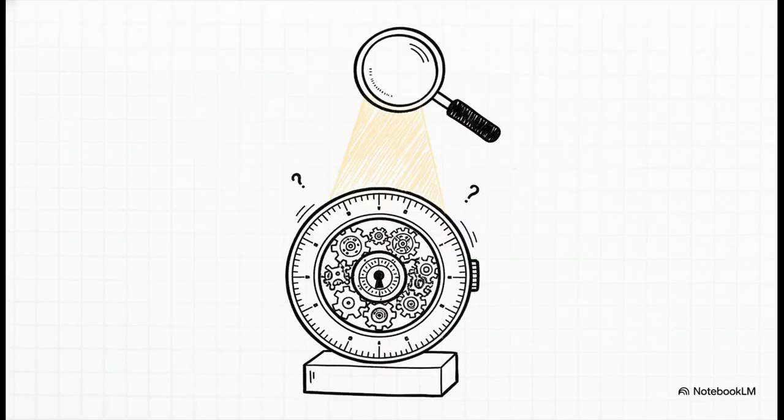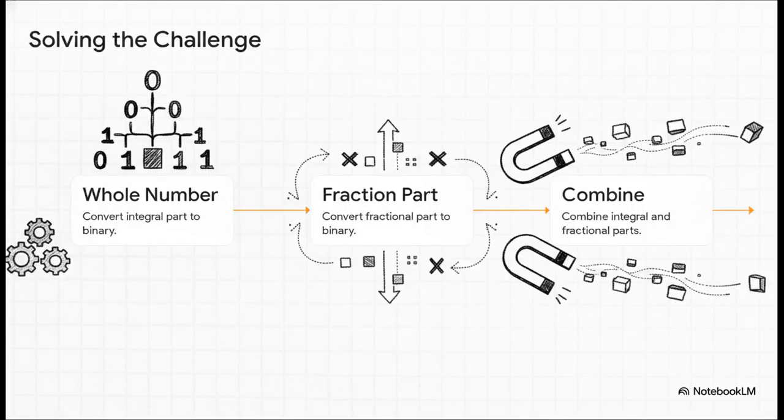To ground these complex rules in reality, let's tackle a specific fractional challenge pulled directly from our source material. We need to convert the base 10 number 25.625 into binary. The trick here? We just split the problem in two, divide and conquer, handling the integer and the fraction separately before reuniting them. Step 1, we convert the whole number, 25, into binary using standard methods, which gives us 11011.